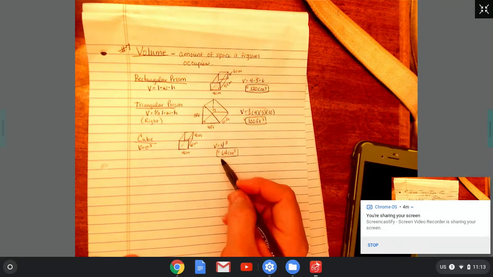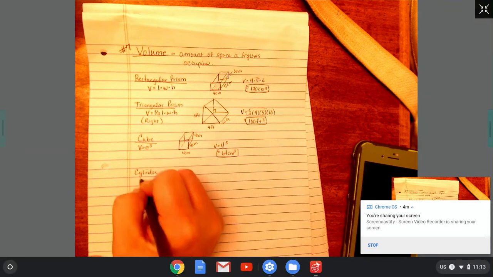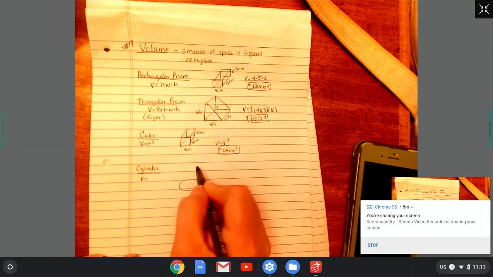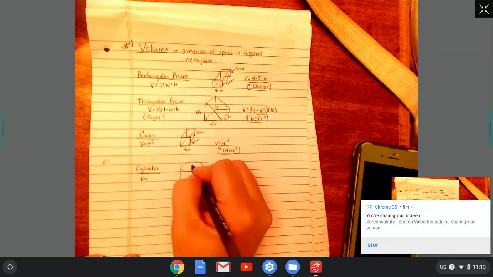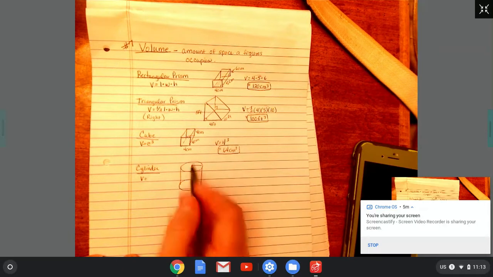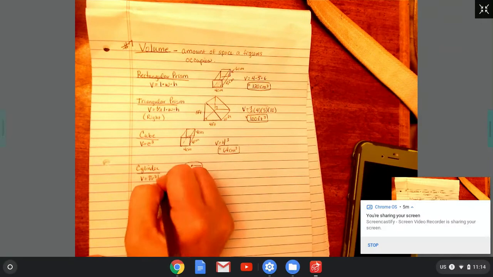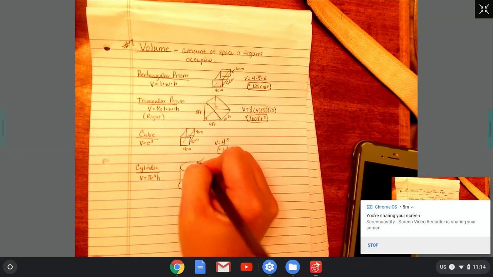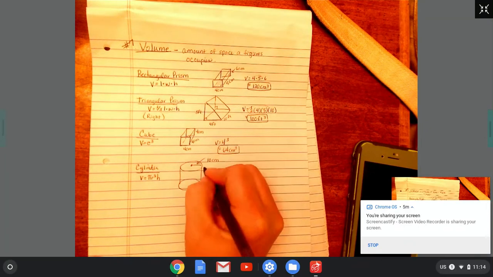Okay, then the next shape I want to give you is the cylinder. Okay, following along still with what the book says, the area of the base. Its base is a circle. Okay, so when we find the area of a base, it's pi r squared, area of the base times height. So there's its formula, right? And we'll either be given a radius or a diameter.